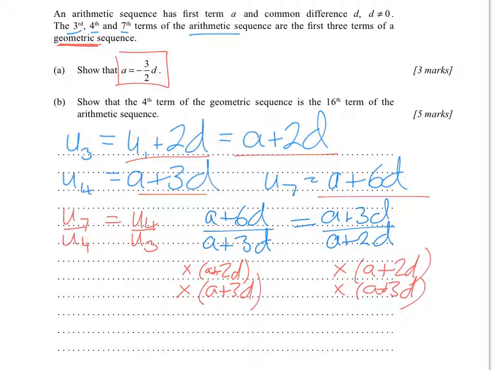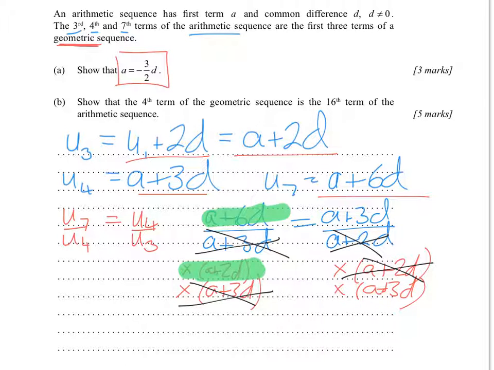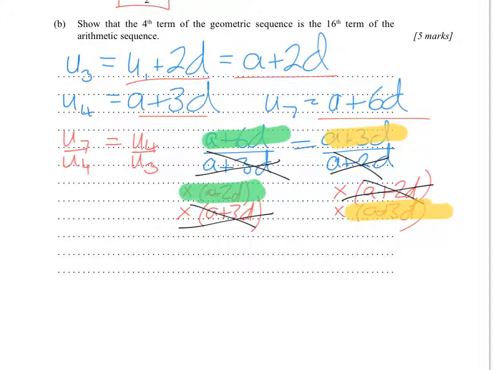So on the left, this and this cancel each other out. On the right, this and this cancel each other out, and I'm left with a plus 6d times a plus 2d on the left, and a plus 3d times a plus 3d on the right. Let's write that out. I get a plus 6d times a plus 2d equals a plus 3d squared. So I'm just going to multiply out each of those brackets.